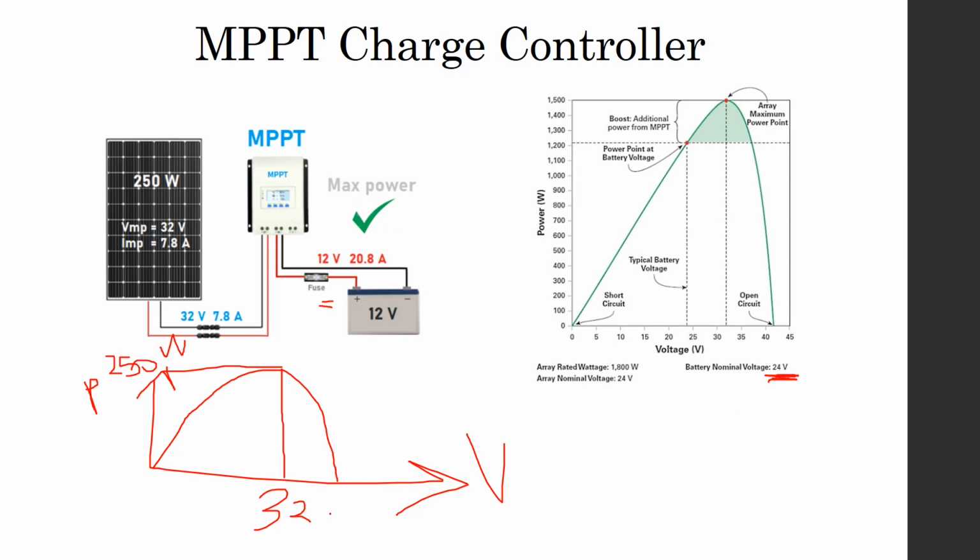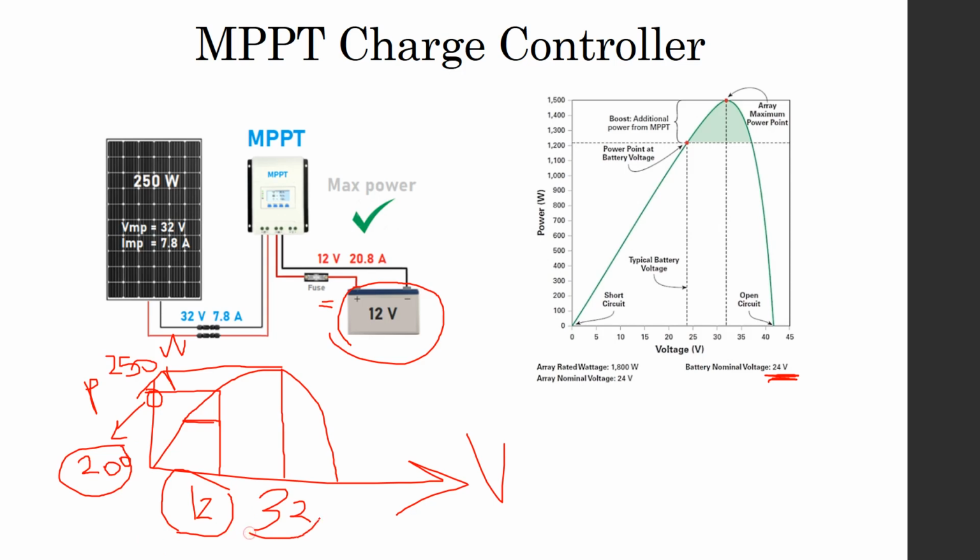Now if we use the nominal battery voltage here, 12 volt, then at 12 volt we will have a certain power. That 12 volt here goes up like this and produces this amount of power. This power, for example, can be 200 watt as an example. So at the 12 volt, we will have 200 watt. So this is not the maximum power. So we need to change that 12 volt here to 32 volt in order to produce the maximum power.